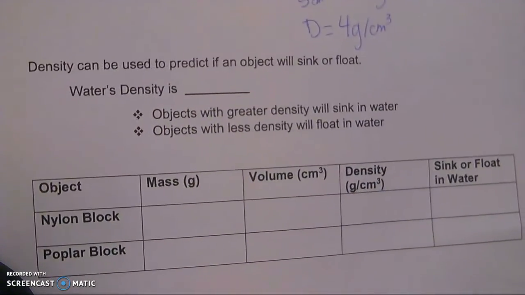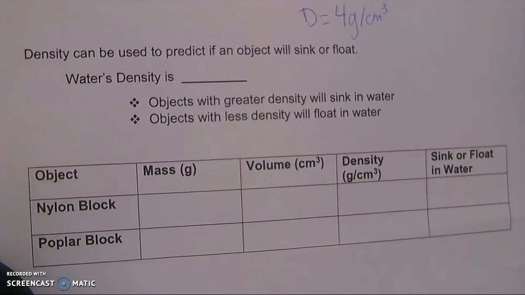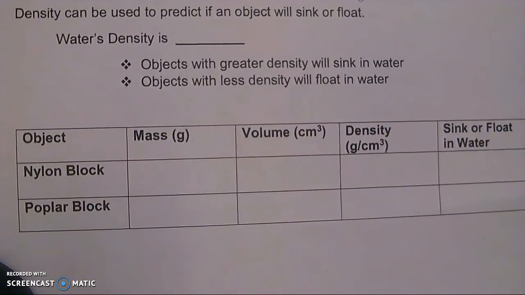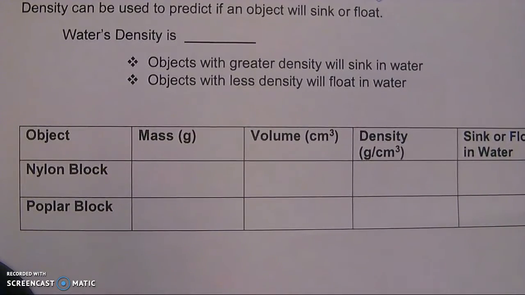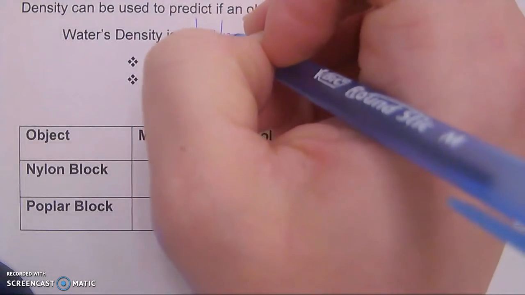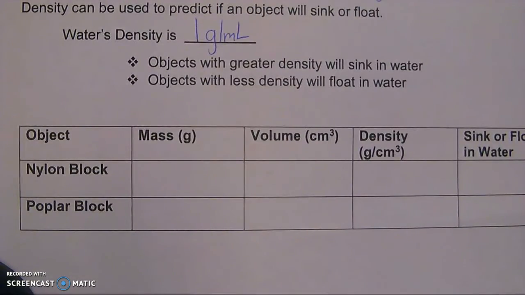Now we can use this to help us know if an object would sink or float in water, which is why this is relevant to your boats. Because that's exactly what we need to know. The density of water is 1 gram per milliliter. That is a constant that never changes, so you want to make sure you know that. Because if an object has a greater density than 1 gram per milliliter, it will sink. If the object is less dense, it will float on the water.